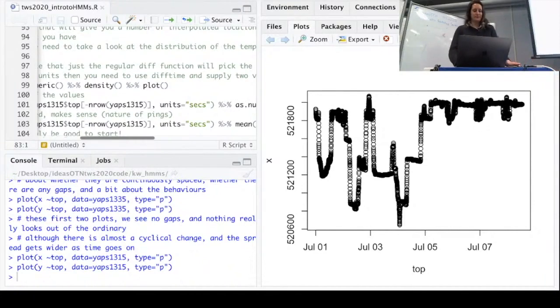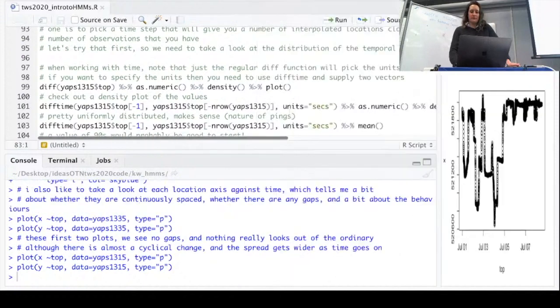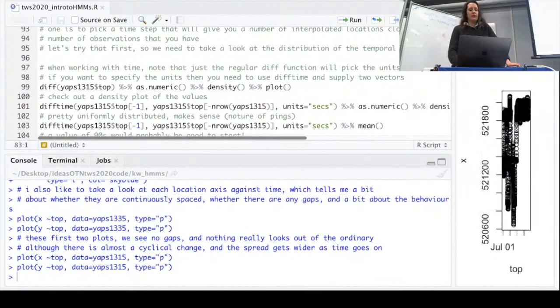Okay. So when working with time, I'm going to do this for now because we don't need that. So when working with time, it's just good to note that the regular diff function will pick the units for you. So do you guys know what the diff function does? Okay, it goes along a vector and takes the successive differences between each spot along a vector. So if you want to specify the units, then you need to use diff time, and you need to supply 2 vectors.